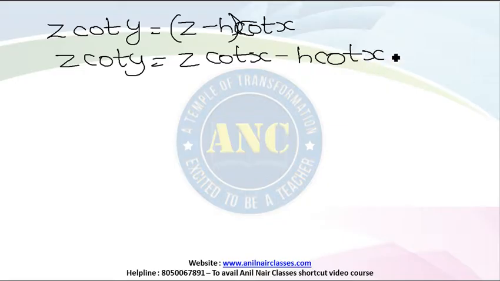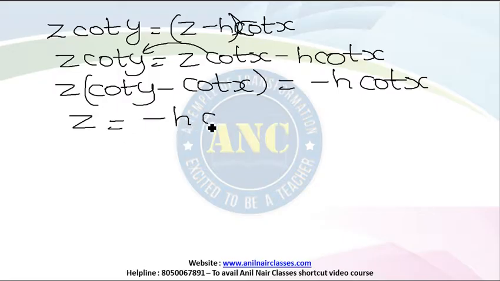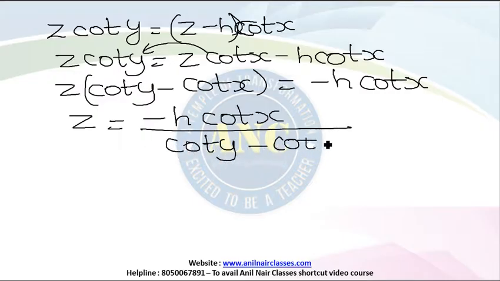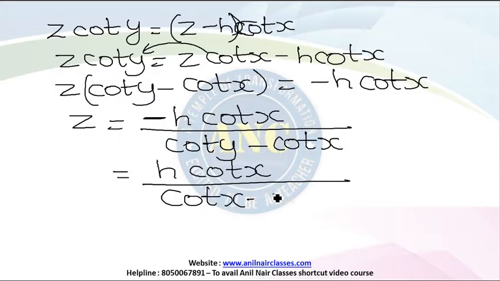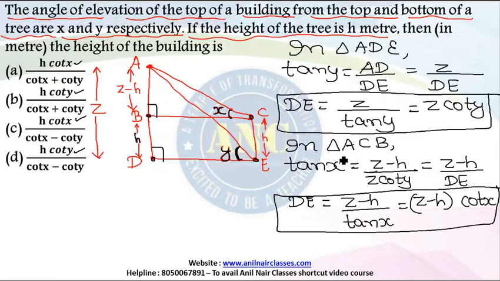If I simplify further, it is Z cot Y minus Z cot X, or Z common, cot Y minus cot X is equal to minus H cot X. So Z will be equal to minus H cot X divided by cot Y minus cot X. If I move this minus from the numerator to the denominator, H cot X divided by cot X minus cot Y will be the answer for my Z, and Z is nothing but the height of the building. The answer for this question is option C.